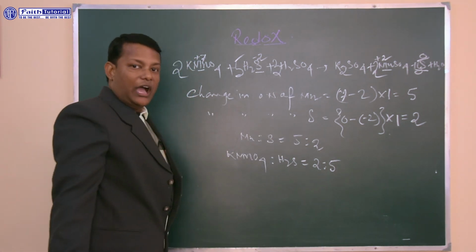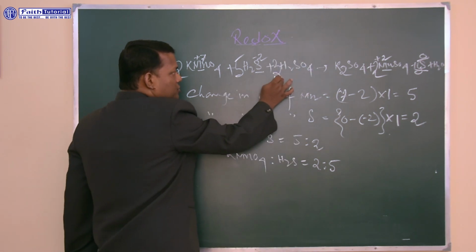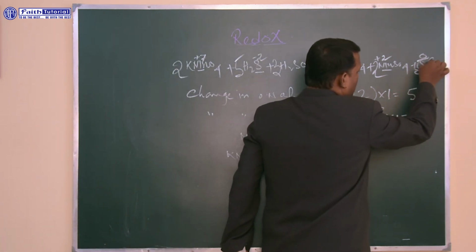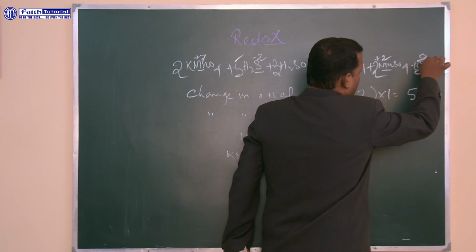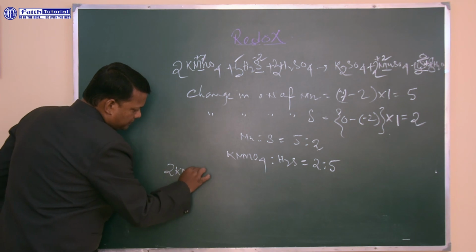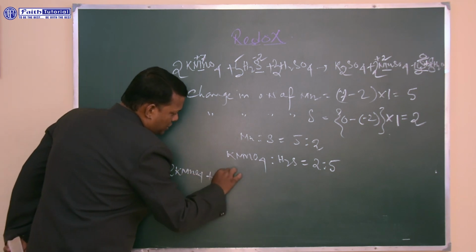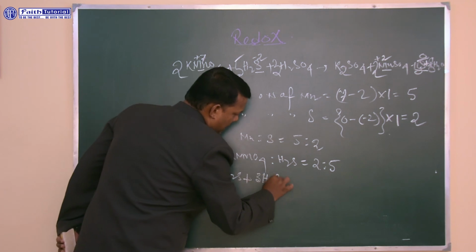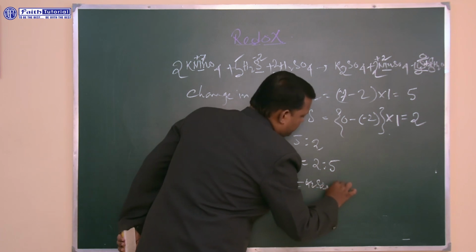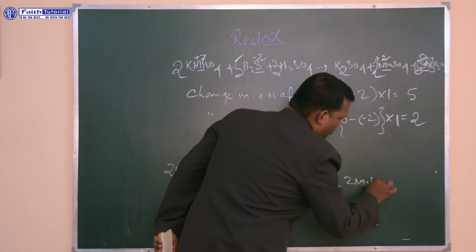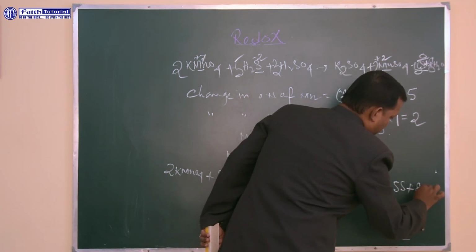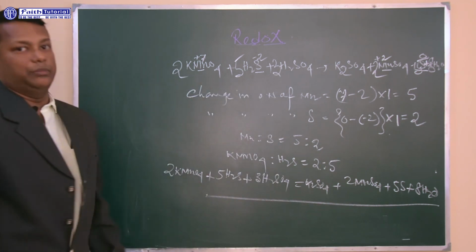Next you have to balance hydrogen. Number of hydrogen: 3 twos are 6, 5 twos are 10, total 16. So put 8 before water to balance hydrogen. So the ultimate equation comes as 2 KMnO4 plus 5 H2S plus 3 H2SO4 gives K2SO4 plus 2 MnSO4 plus 5 S plus 8 H2O. This is your balanced chemical equation.